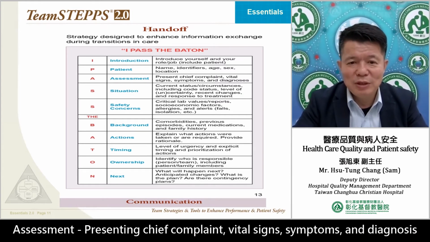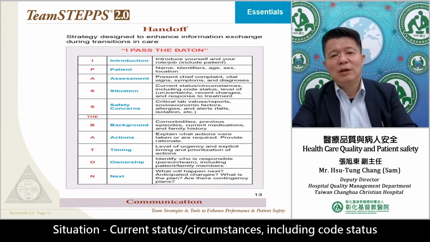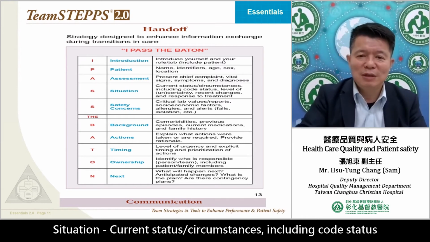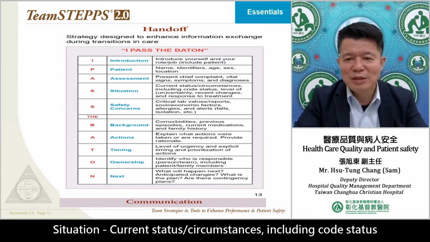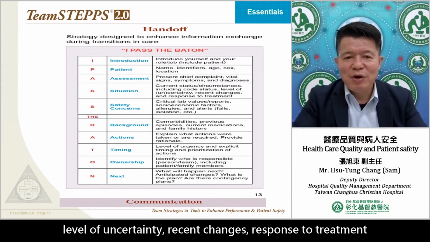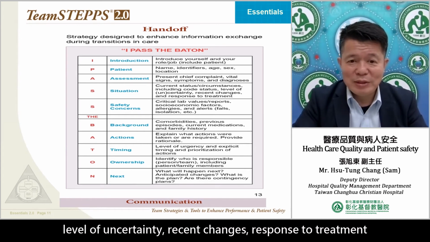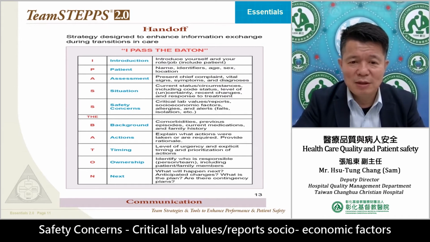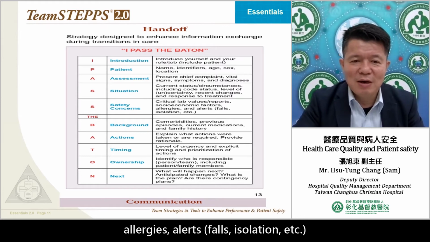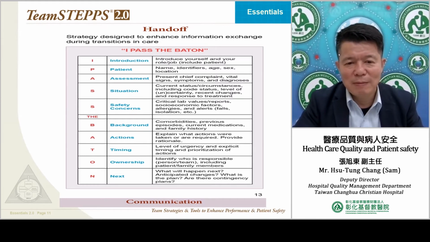Assessment: presenting chief complaint, vital signs, symptoms, and diagnosis. Situation: current status and circumstances, including code status, level of uncertainty, recent changes, response to treatment, safety concerns, critical lab and test reports, socio-economic factors, alerts, isolation, and so on.